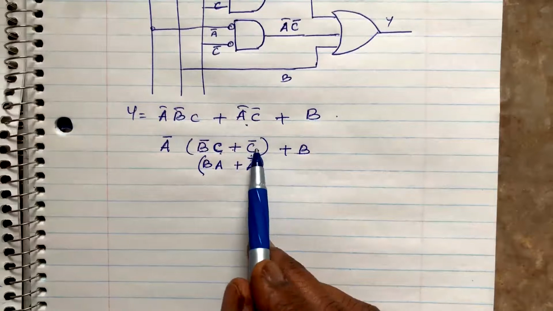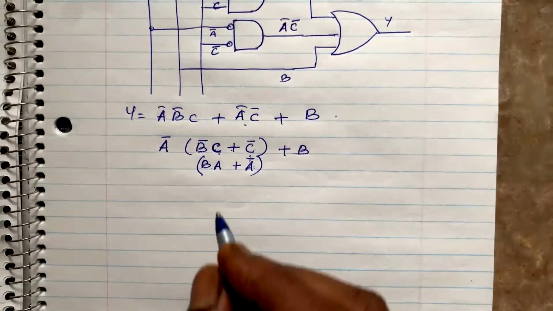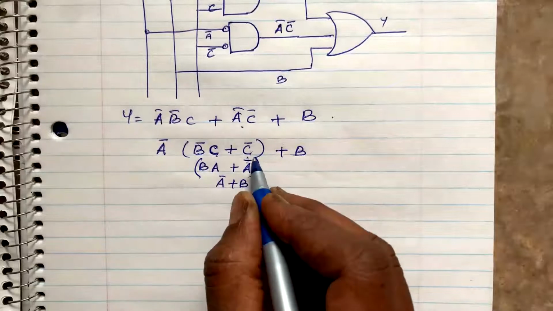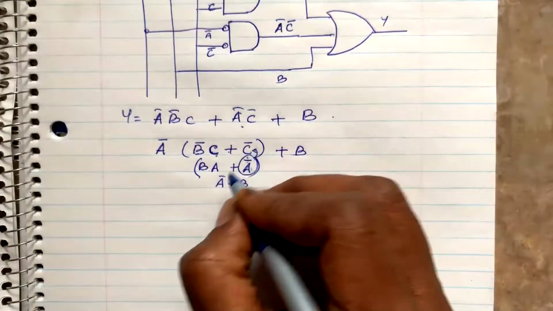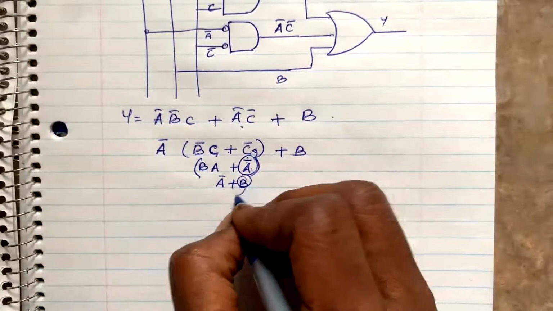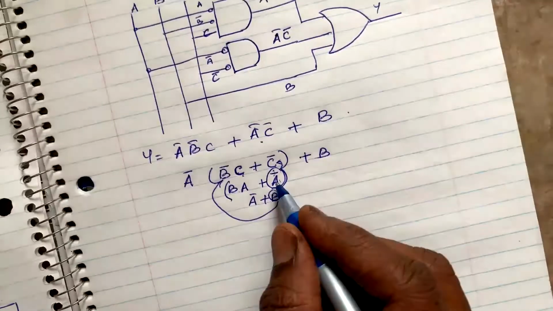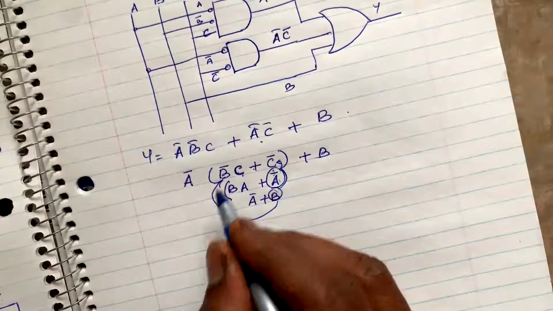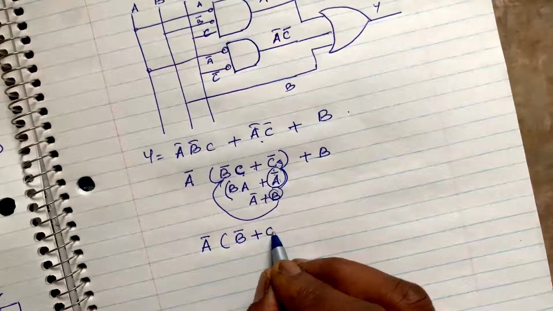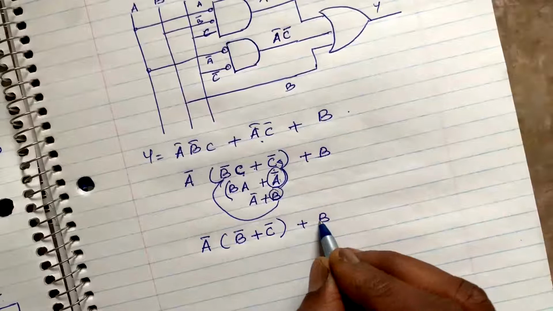So it is C bar plus B bar. A is going off. A bar plus B, in the place of A bar, we have C bar. In the place of B, we have B bar. So the answer is C bar plus B bar. So A bar is here, B bar plus C bar plus B.